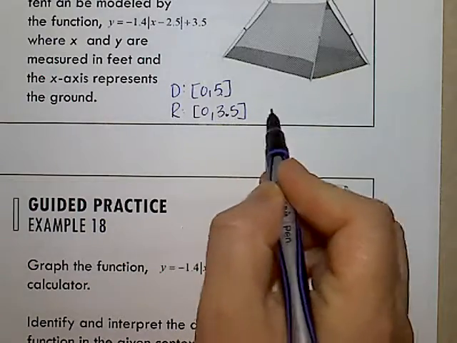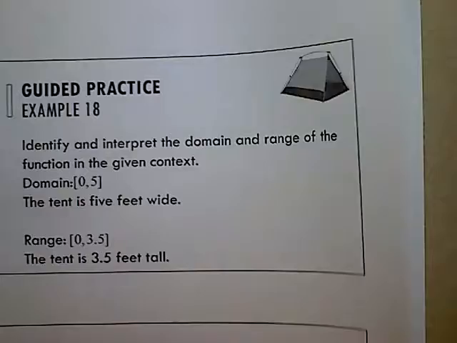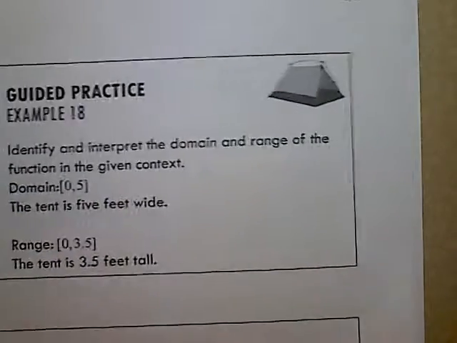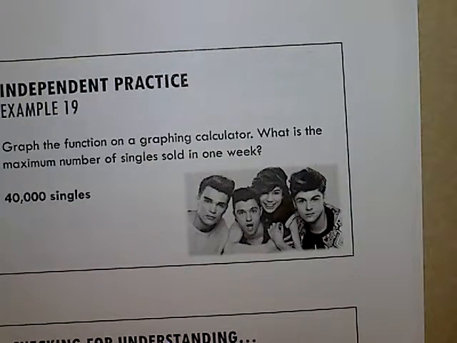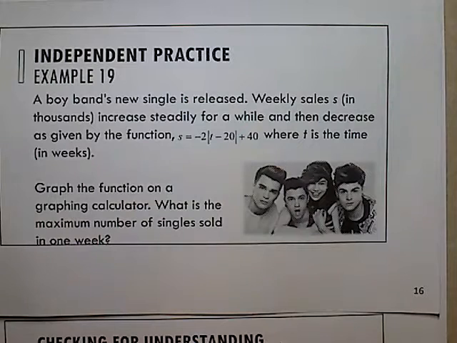So the height of the tent is 3.5 feet. Okay, please go to example 19. We're going to practice it together. Please go to example 19 in your notes and read it to yourself. I believe it's on the next page.